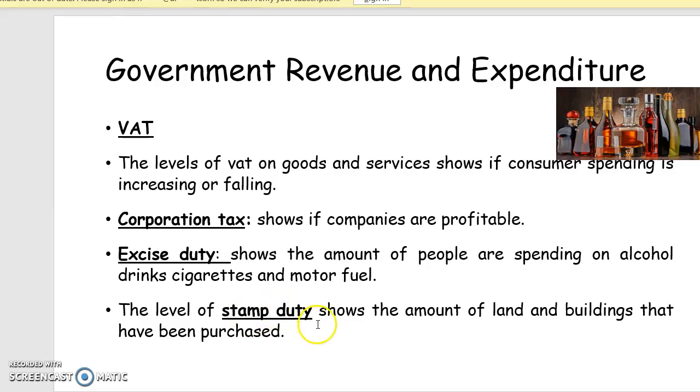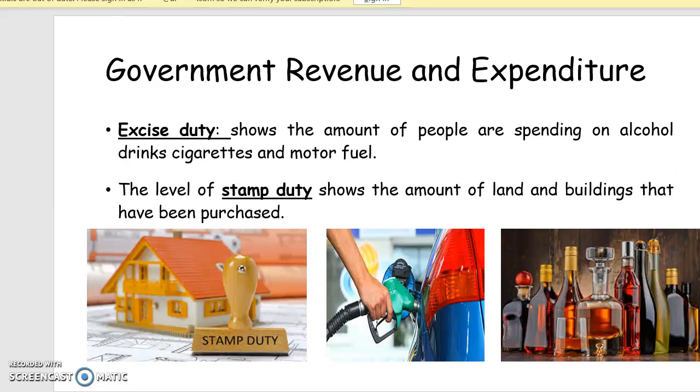Then the level of stamp duty. This is not a tax on stamps. Stamp duty is a tax on land and buildings that have been purchased. You will pay a percentage amount of that to the government for those sales. Excise duty shows the amount of people that are spending on alcoholic drinks, cigarettes, and motor fuel. So they highly tax the drinks, the motor fuel and stamp duty, in order to discourage that amount of expenditure.